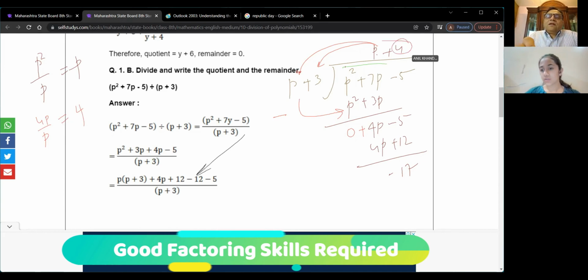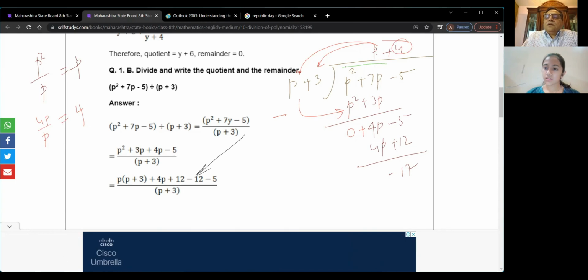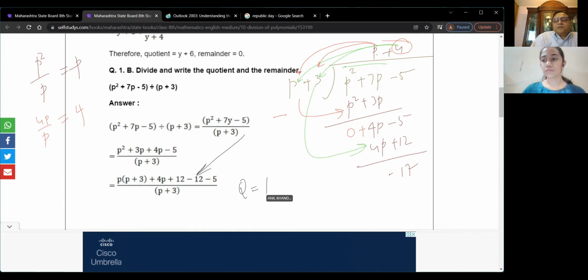How did we get the 12? Now multiply this 4 with 3 and with p, correct? So you get 4p plus 12. Okay. Is that clear to you now? And then you take away, you get a remainder. So in this particular case, I can straight away write my quotient as p plus 4 and the remainder as minus 17. Is that clear to you?